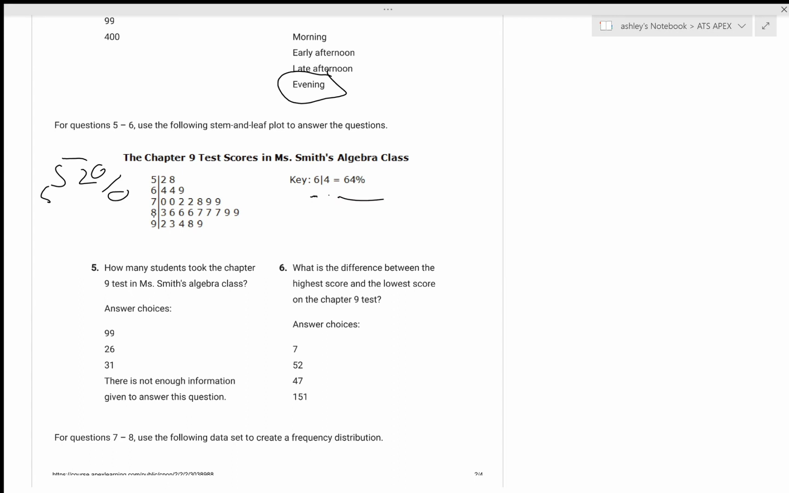7, 0, they got a 70. 8, 9, they got an 89. So you can see it all breaks down.